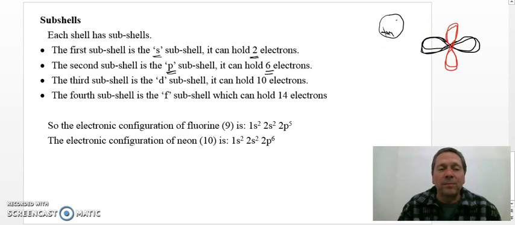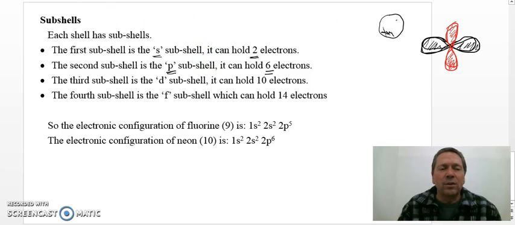So the overall shape of the P subshell is a bit of a complicated shape. It has a shape that looks a bit like that, like a propeller. But we also have to remember there's one coming in and going out of the screen as well.